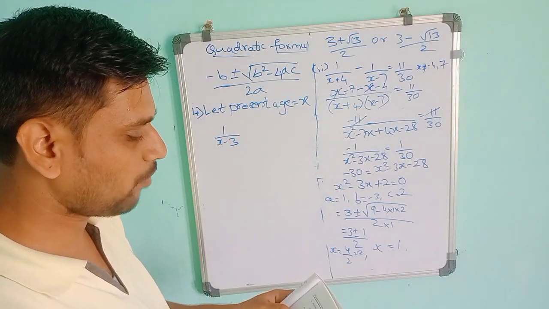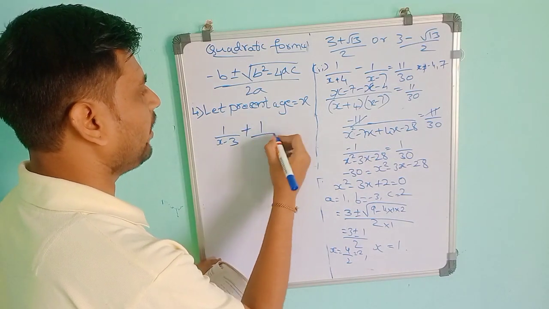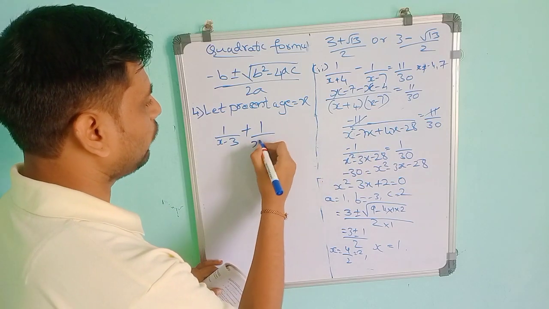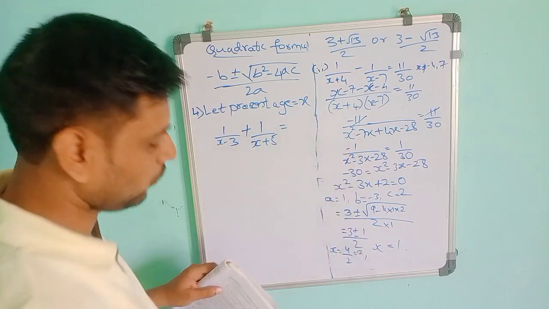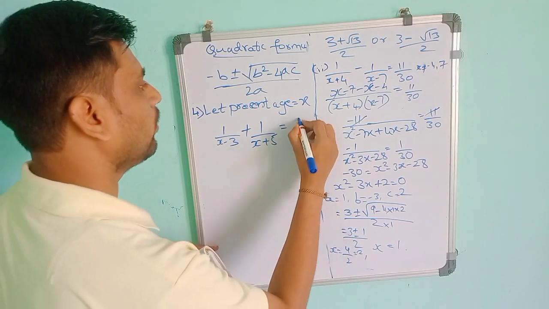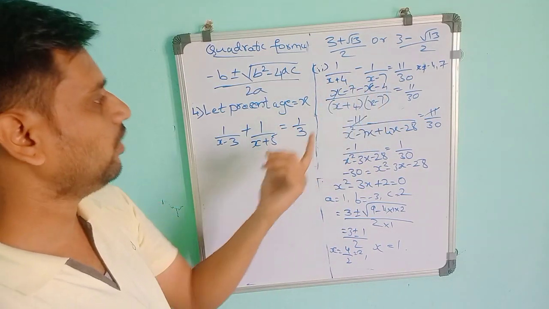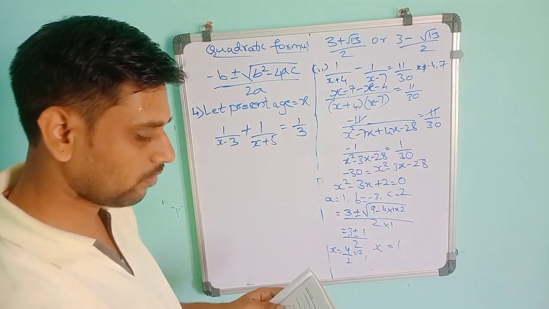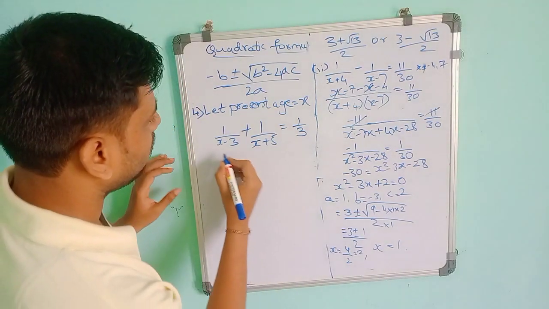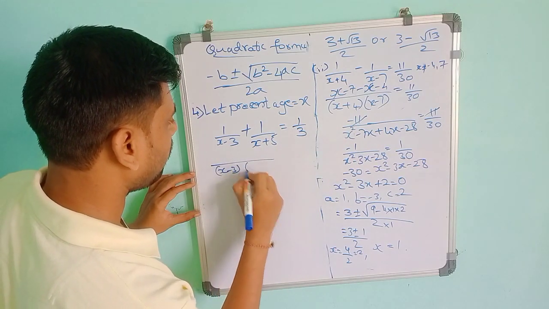And 5 years from now. From now is nothing but plus. We have to take plus. So the sum of the reciprocals, 1 by, from now means present plus 5, so x plus 5, is equal to 1 by 3. So this equation becomes like this. Then you have to solve the equation and find the present age value. Same as this, x minus 3, x plus 5.